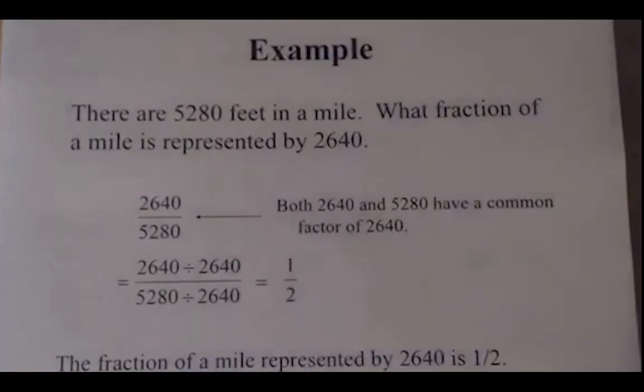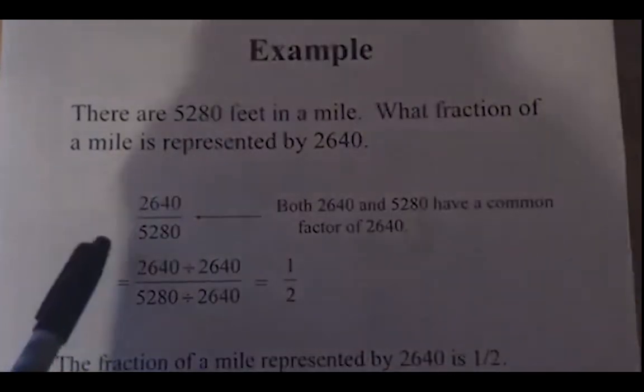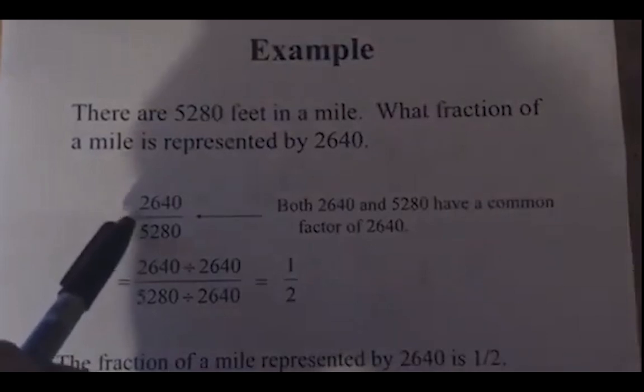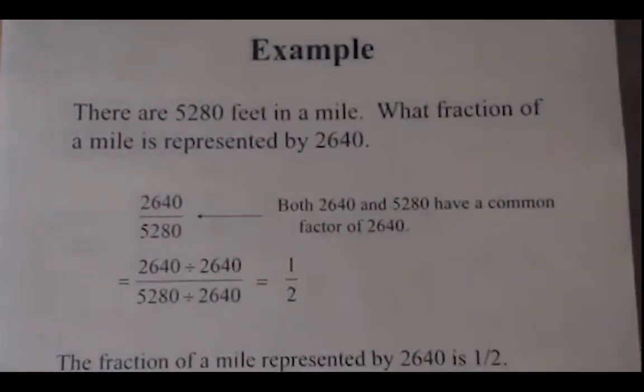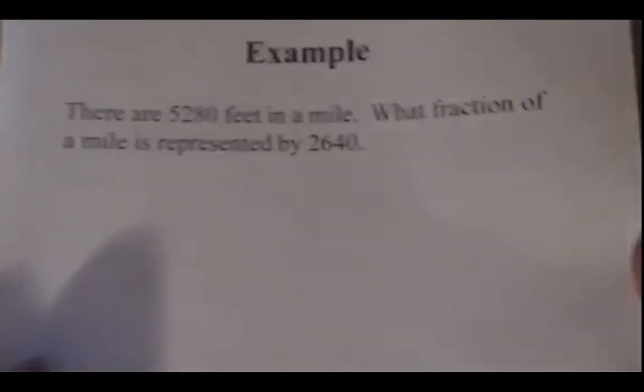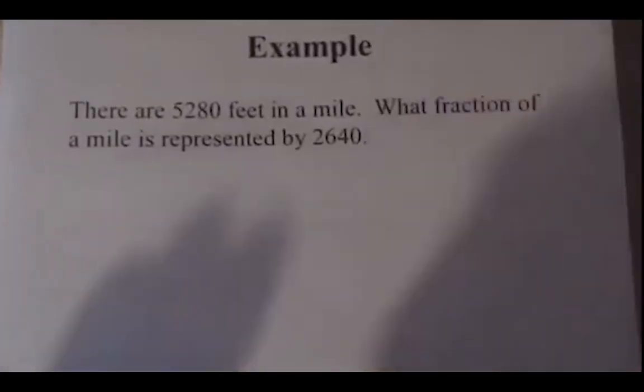Now we can divide the top and bottom by the same number repeatedly to get to our reduced form. And here, 2,640 and 5,280, wouldn't you know, they both have a factor of 2,640, except you wouldn't know because that's a difficult number. So this shows we can just quickly divide by 2,640 to get to our answer of 1/2. I'm here to show you that we don't have to realize that. We can take it one little step at a time.